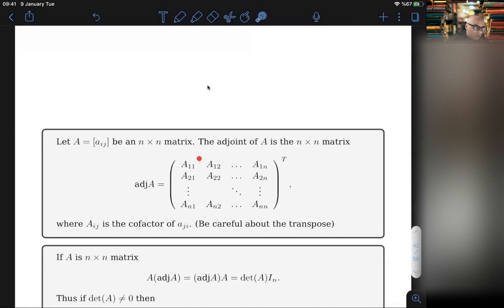So how do we compute this adjoint matrix? Well, we compute the cofactor of A11, which is the capital A11. We have seen how to do this. Muhammed Özen, what does this have to do? We will just see this now.